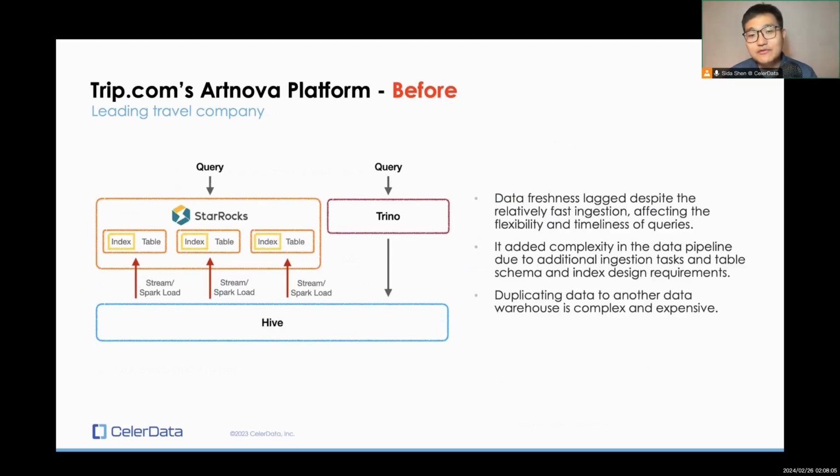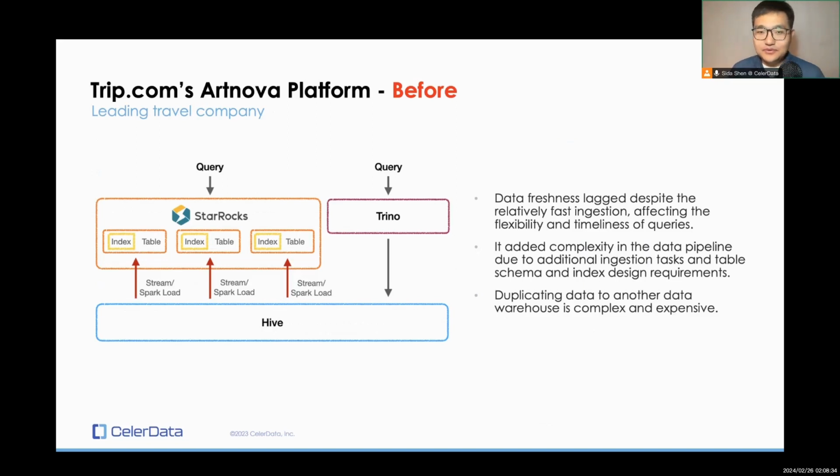Trip.com is a leading travel company, and Artnova is their unified reporting platform. All of their reporting and dashboarding workload is powered by this Artnova platform. Before, they were in a classic scenario: my query engine is not fast enough, so I need a data warehouse to do query acceleration. And the data warehouse they were using was actually StarRocks.